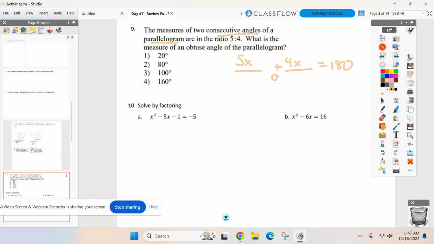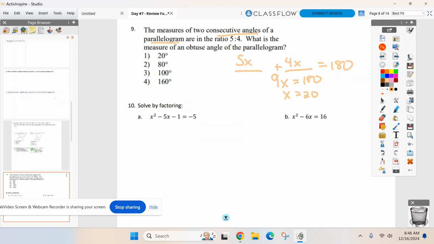So we keep moving along here. I got 9x equals 180. Divide both sides by 9. X equals 20. And yes, I put that as choice 1 to suck you in. Circle me, circle me. But you're not finding the answer. We're looking for the obtuse angle, which means the one that's bigger than, what's obtuse? The one that's bigger than 90, correct.